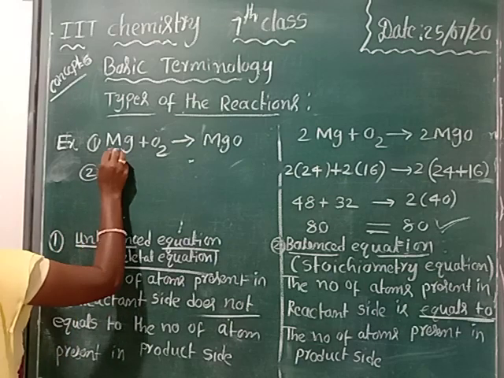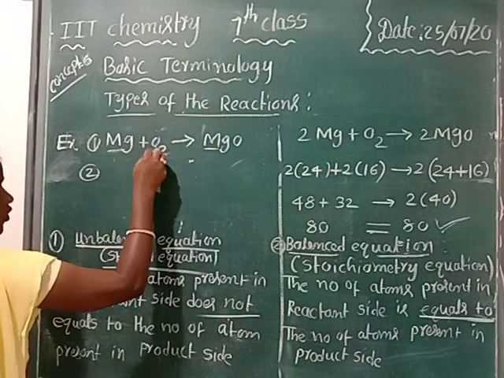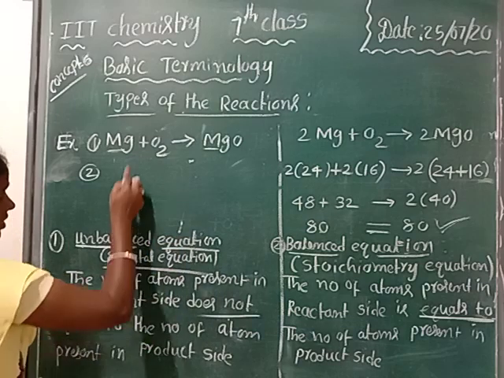So here 1 Mg, 1 Mg. Here 2 oxygens. Here 1 oxygen is there. This is unbalanced.